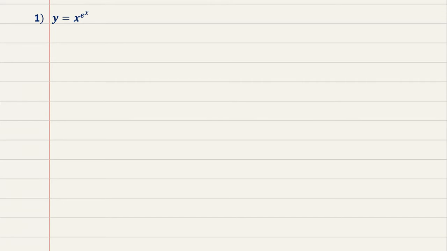Okay, so see how to use the logarithmic differentiation method to get the derivative of this function. So in answer, I will write, given function is y is equal to x raised to e raised to x.